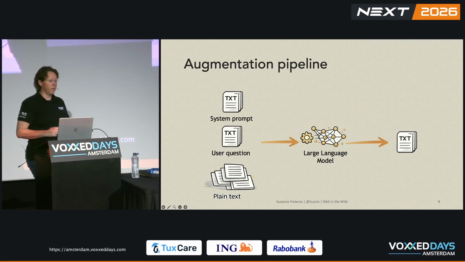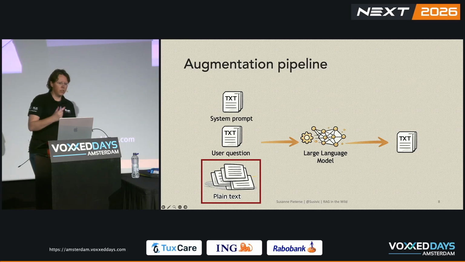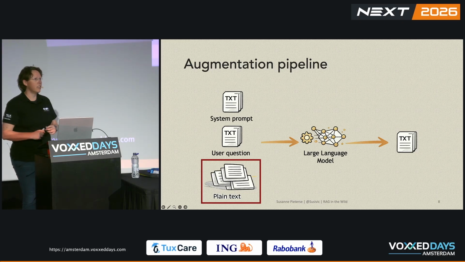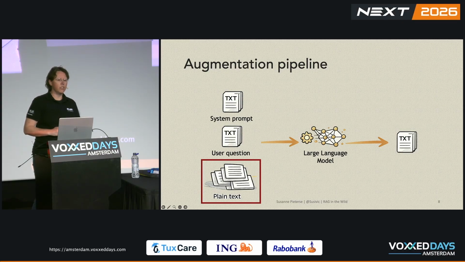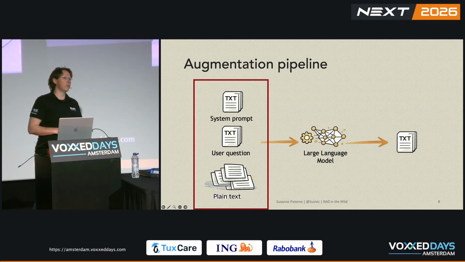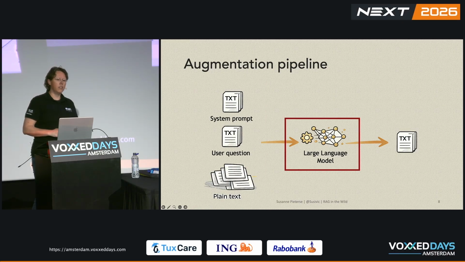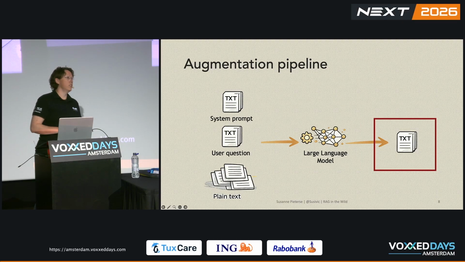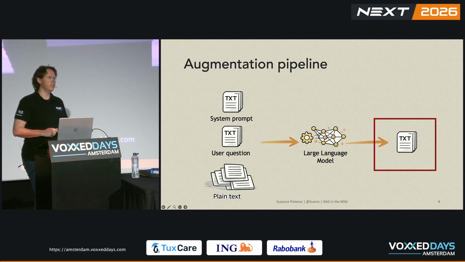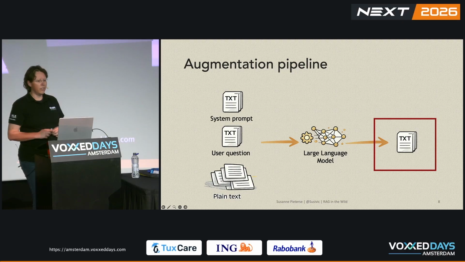Then the augmentation part. You just grab the plain text, which probably contains the answer to the question. You have the user question, and together with a system prompt that says something like, use the information that I sent you to answer the question of the user. Or otherwise, if you don't have enough information, just say so, don't make anything up. That's the idea. You send the whole thing to the large language model, and this model does its magic and creates a good answer. And that's also another text, and that you can use to send to your user. So that's RAG in a nutshell.